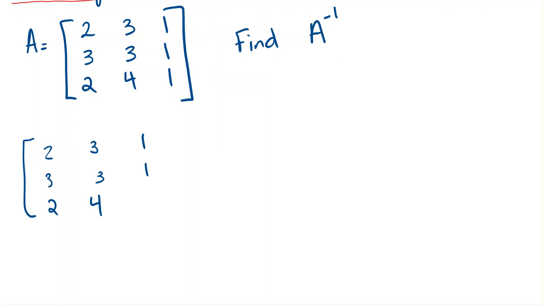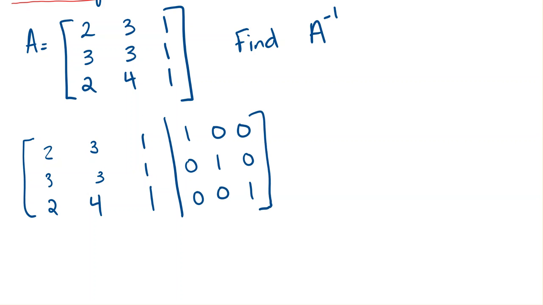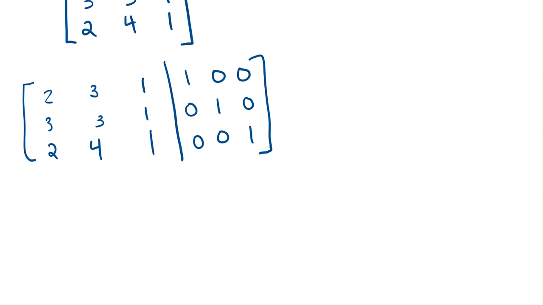Since this is a 3x3 matrix, we draw our vertical bar, and then we write the 3x3 identity. And our goal is through row reductions to make this matrix look exactly like this matrix. Then this side of the vertical bar is going to be keeping track of all the changes. So then we'll find our inverse.